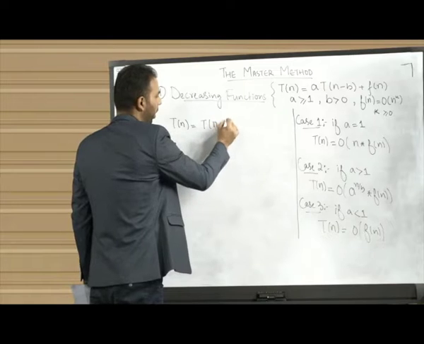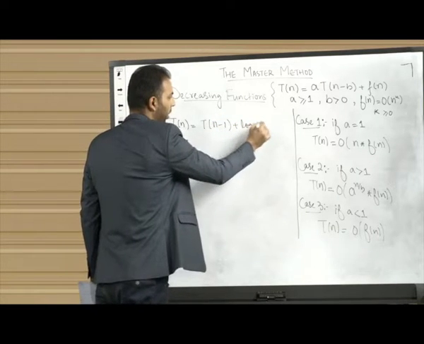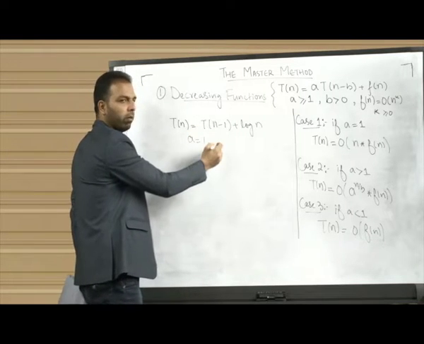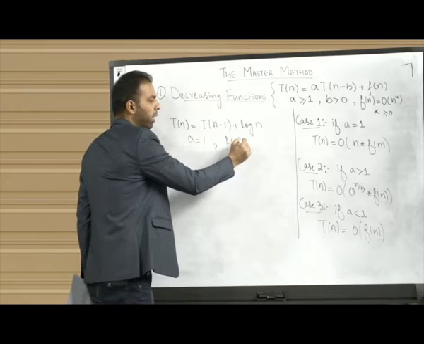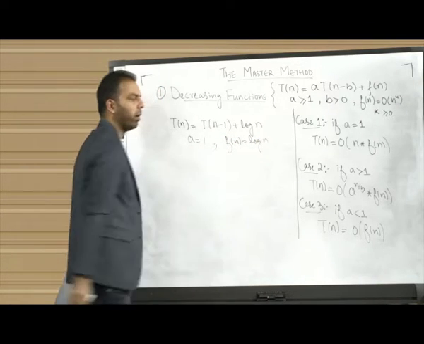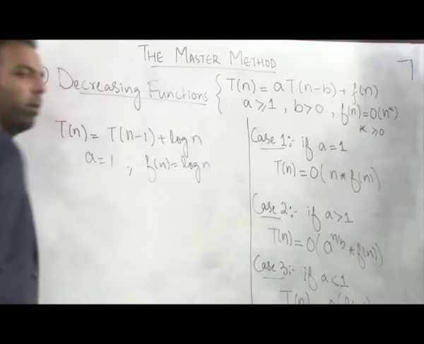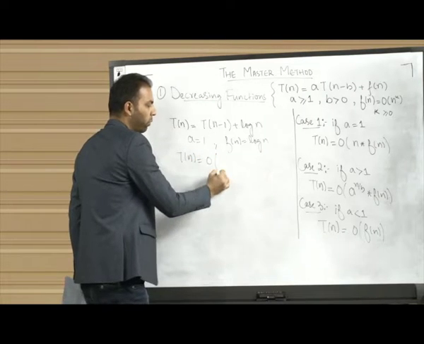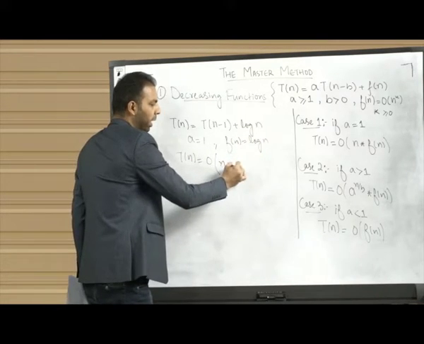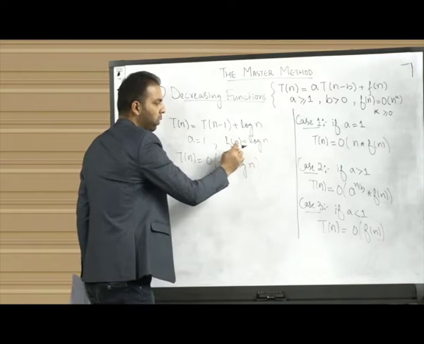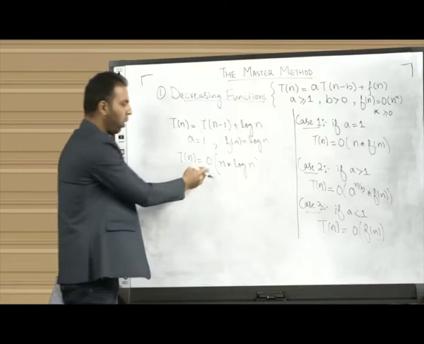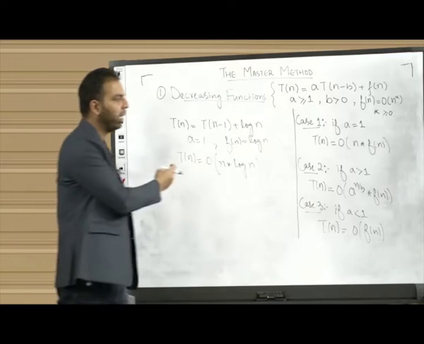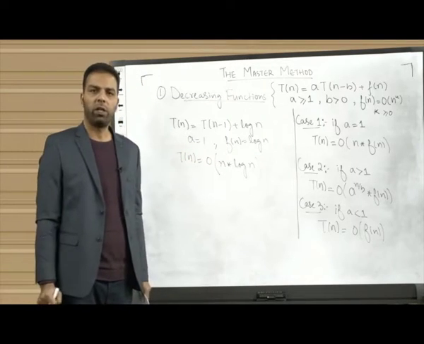Again, we'll see another example. T(n minus 1) plus log n. We'll do it quickly. A equal to 1, and f(n) is equal to log of n. So A equal to 1, it is the first case, means T(n) will be of the order of n multiplied by log n. That is your f(n), which means that it is of the order n log n. So now we'll see a couple of examples for your case 2.